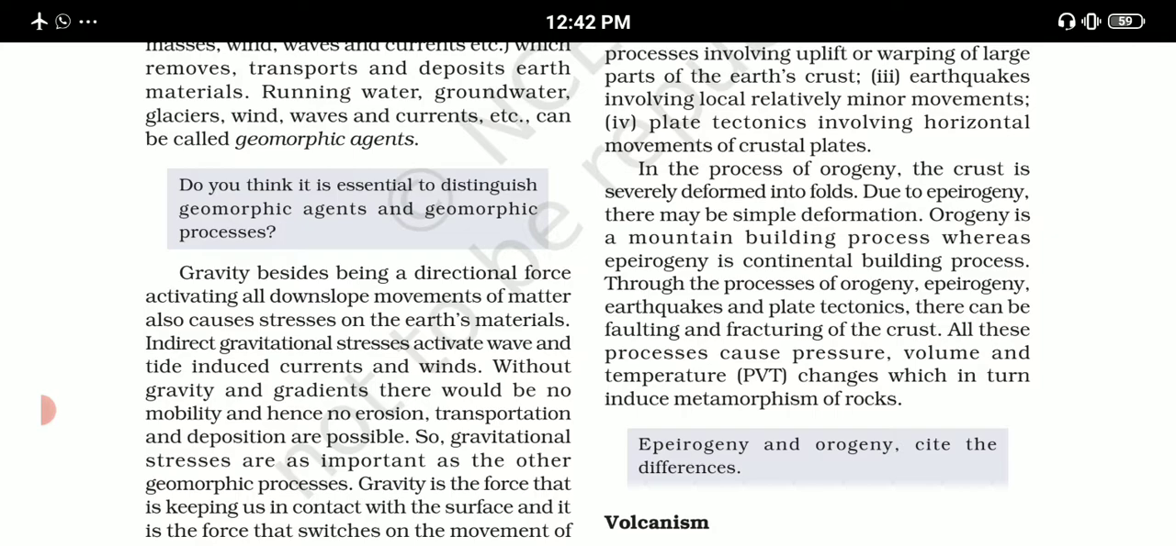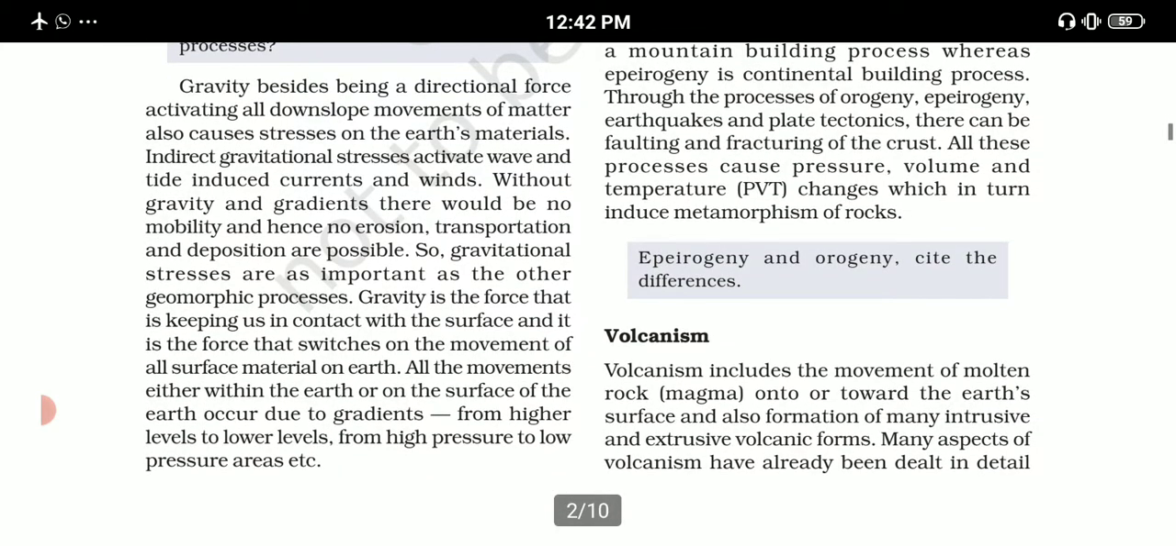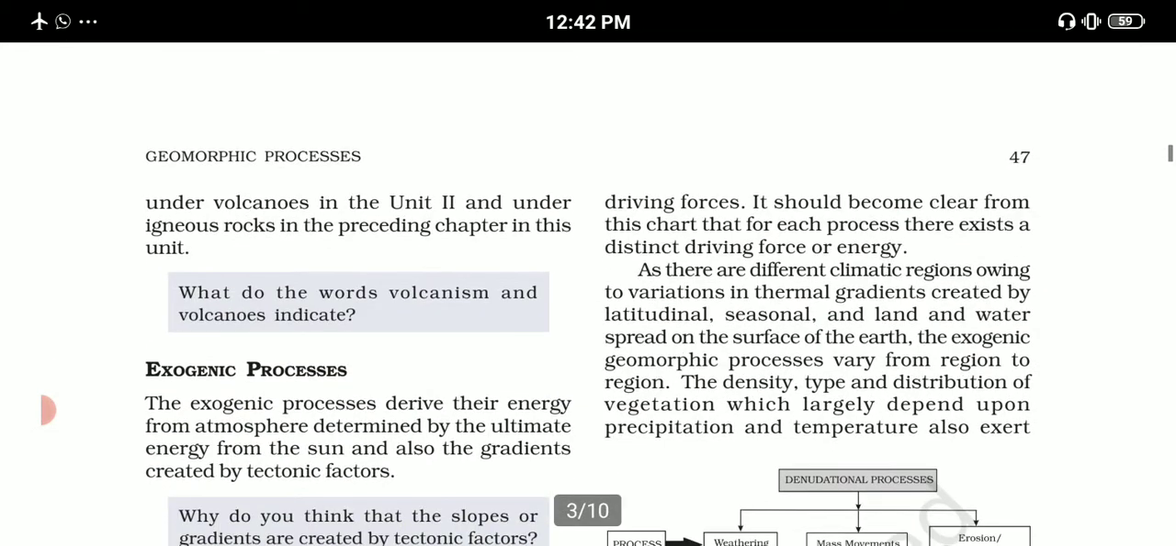Now the next is volcanism. So volcano blast, you know, is due to the inside movement of molten magma towards the earth's surface, and it also has different forms, intrusive and extrusive forms. Many aspects of volcanoes have already been dealt with in detail, okay. This also comes under the volcano that we read, and these are the different forms that we have, the internal and outer parts of volcano blasts in this chapter, and this is the main part of endogenic processes, and exogenic processes we will read in the next video.